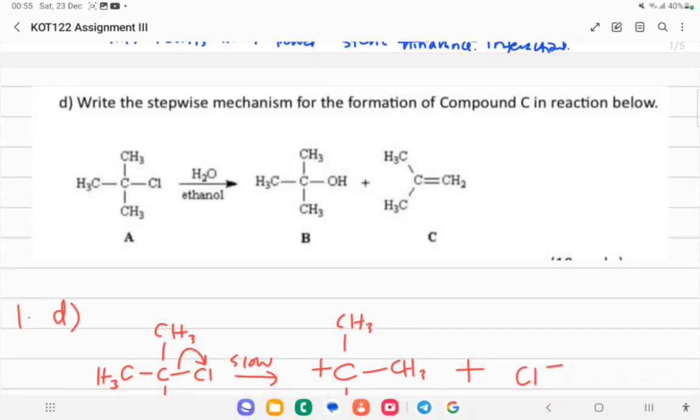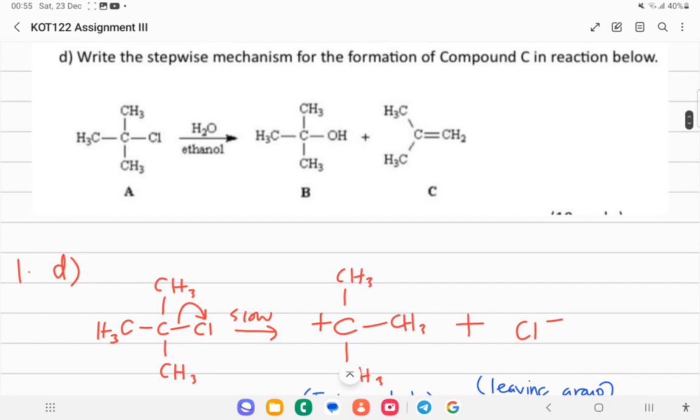Guys, so let's answer question 1D. The question: write the stepwise mechanism for the formation of compound C in the reaction below.